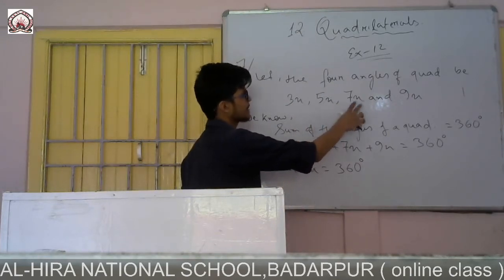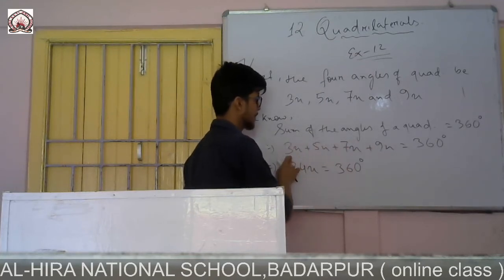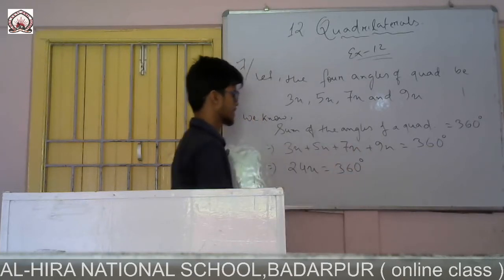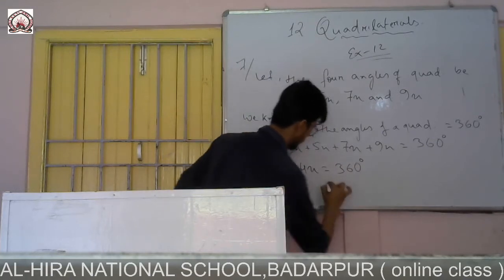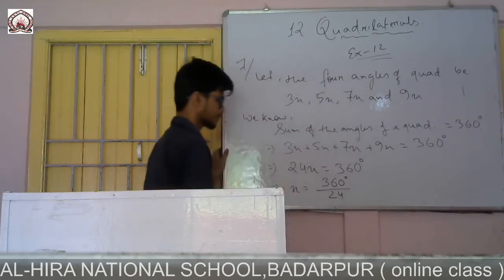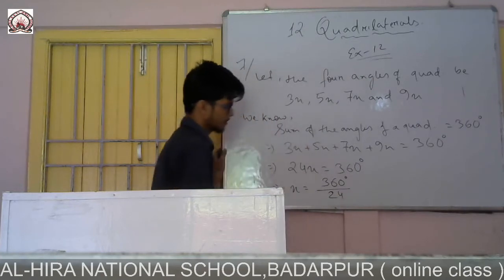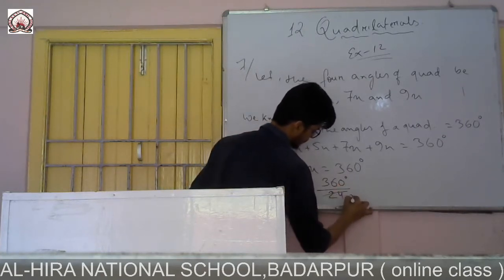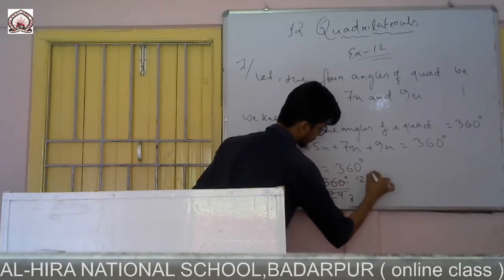3x plus 5x plus 7x and 9x: 7 plus 3 is 10, plus 9 is 19, plus 5 is 24. This implies x equals 360 degrees divided by 24. So if I cancel it with 3, 3 eights are 24 and 3 ones are 3, 3 twos are 6 and 0.